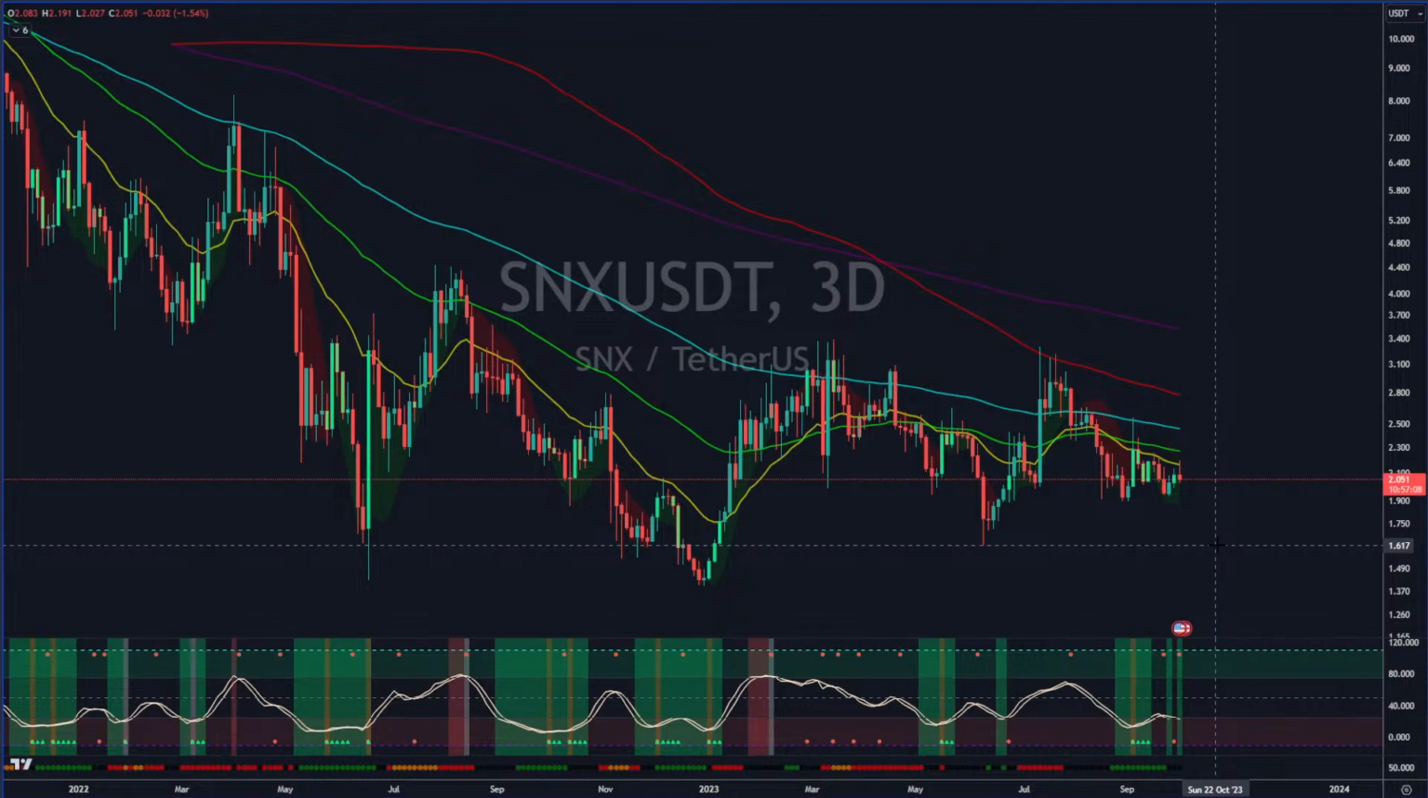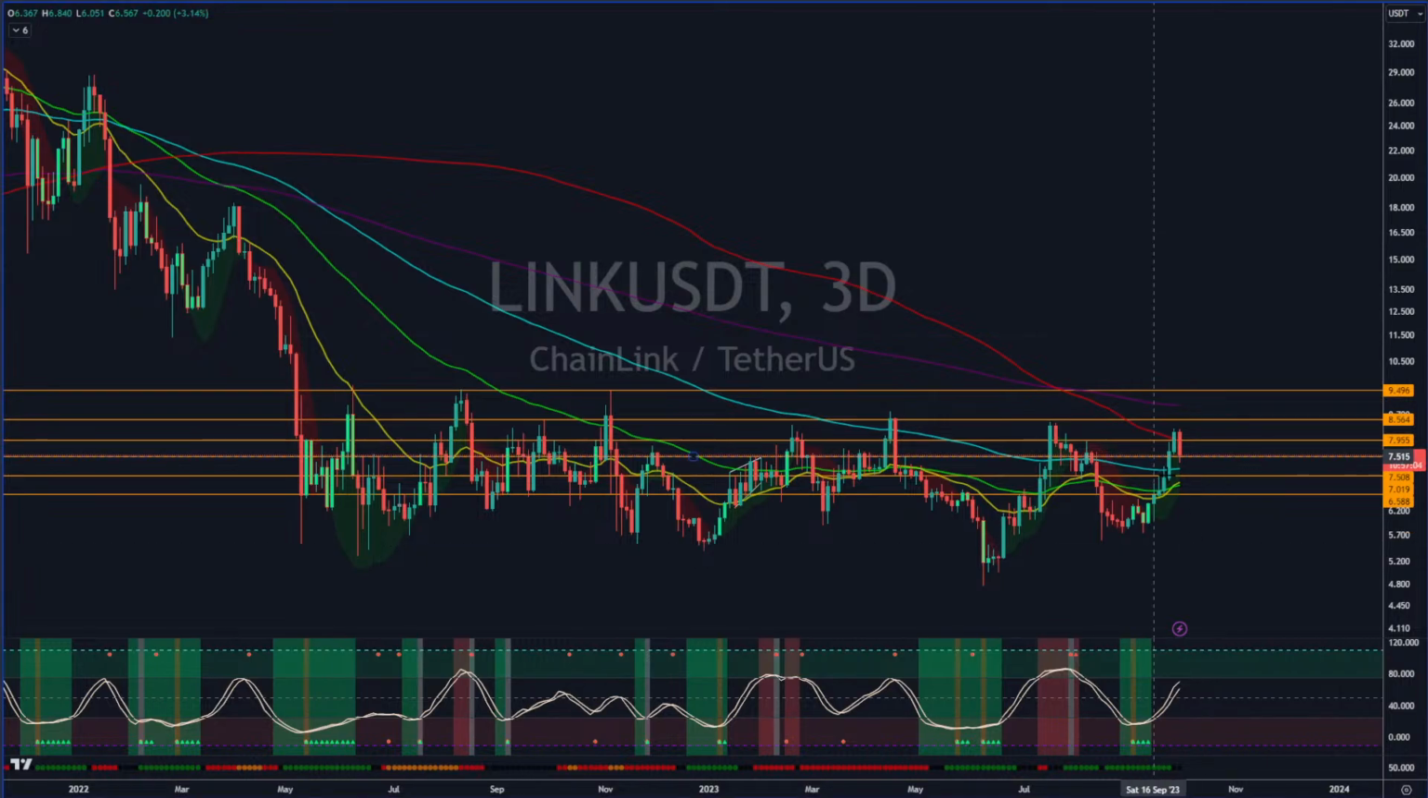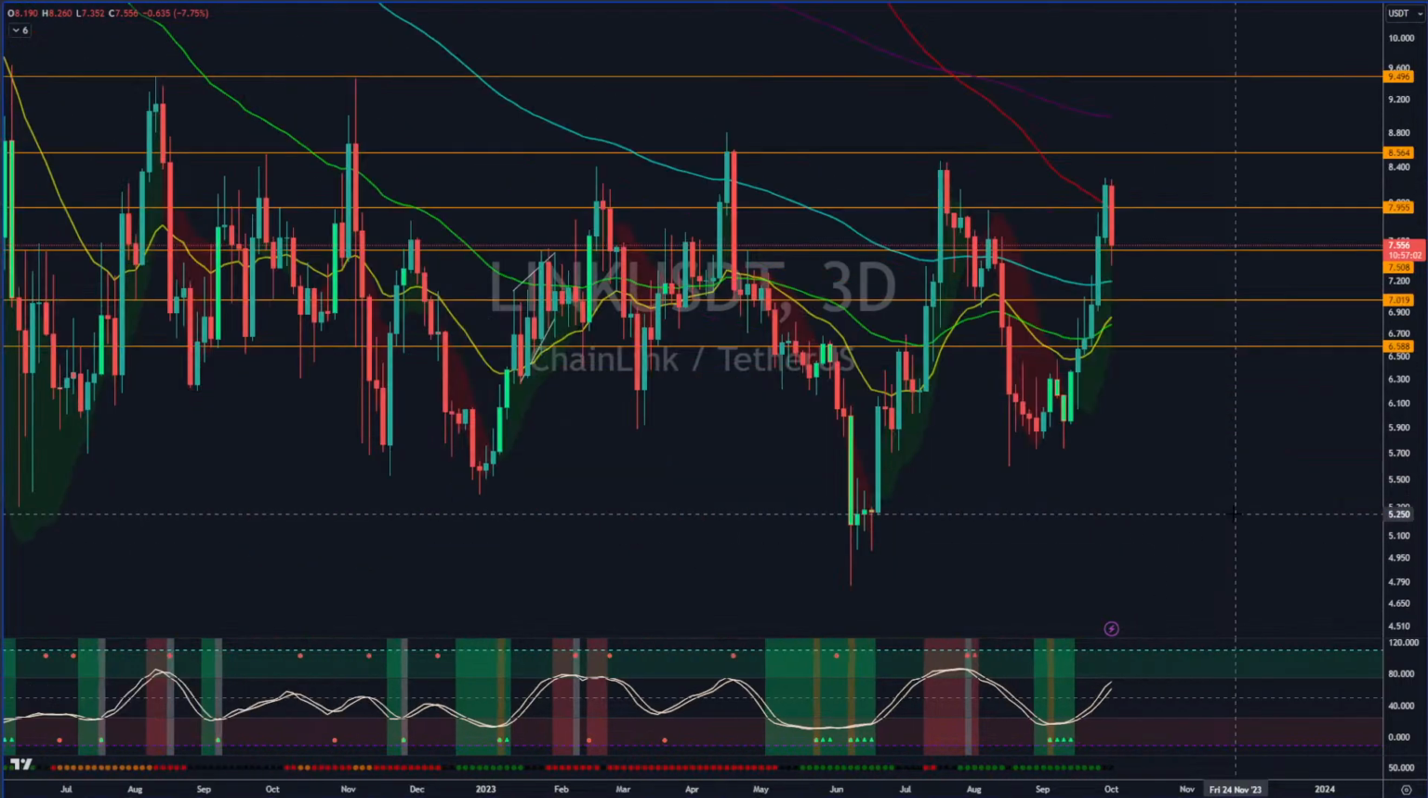If anything were to look good right now, it'd be Link. Link has been doing pretty well. If you take a look at Link on the 3-day, I've got some levels pointed out here. We got above the 21, then the 21 crossed above the 55, and we're seeing a little bit of a rejection here at the 200 on a 3-day time frame. Probably going to come back here and retest 7.20, maybe $7 exactly.